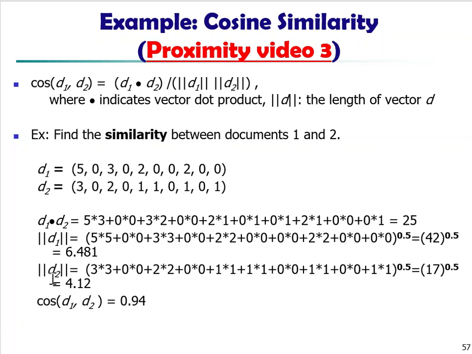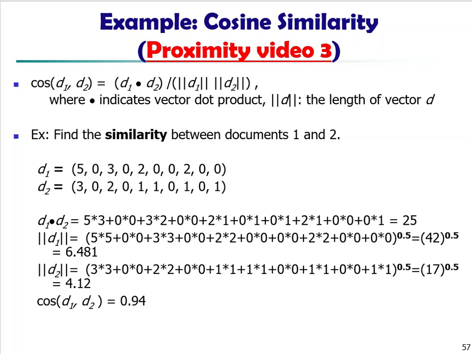Similarly, we will compute the length of D2. Having all those distances and the dot product, we got a cosine similarity value of 0.94. This tells us that these two documents are very, very similar. So again, I want to emphasize that cosine similarity measures the similarity, not the distance.